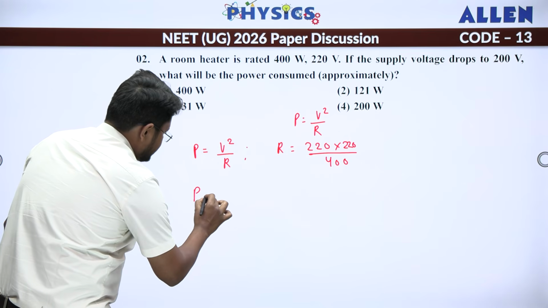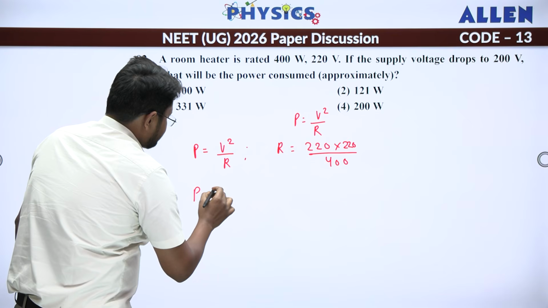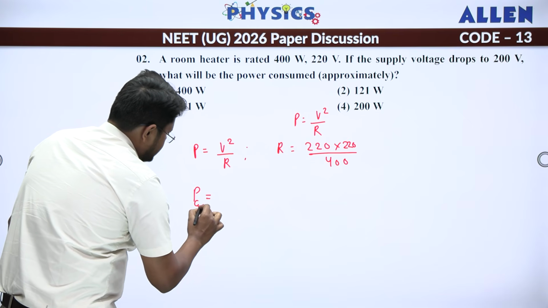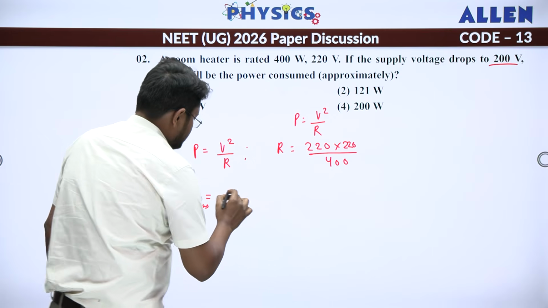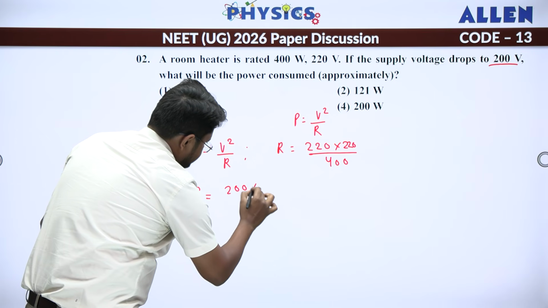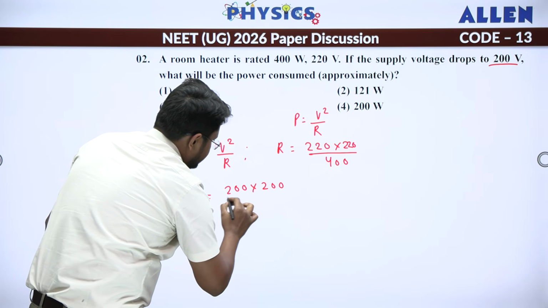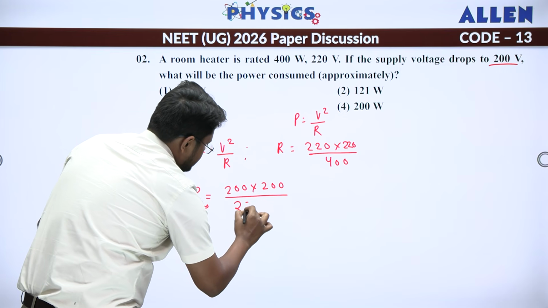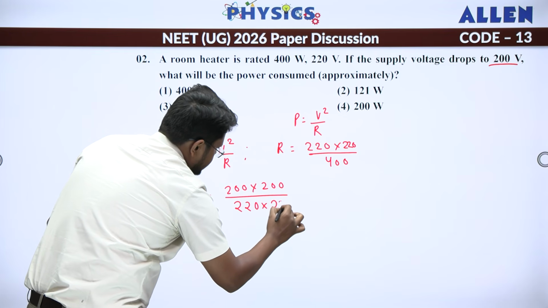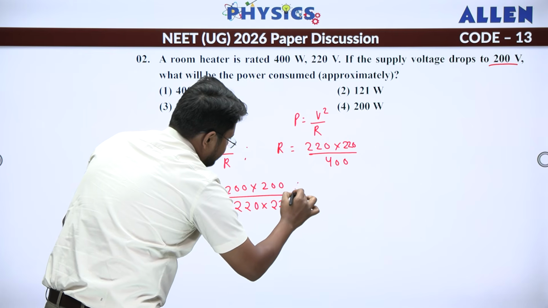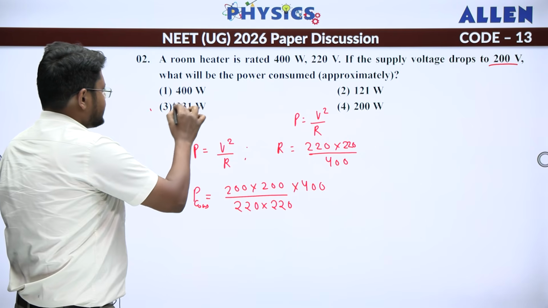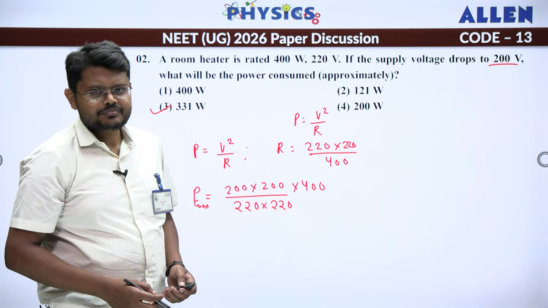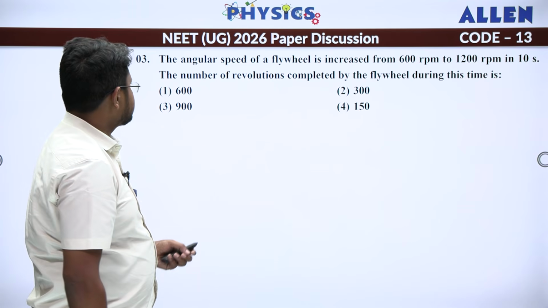So let's substitute the value. This is the power consumed. What is the voltage here? 200. So 200 into 200 divided by 220 into 220 divided by 400, so this will go in the numerator. When you solve it, you are going to get 331 watt. Let's move to the next question.